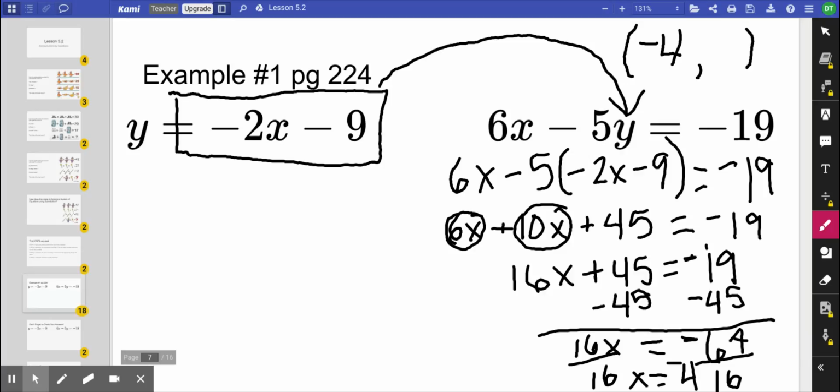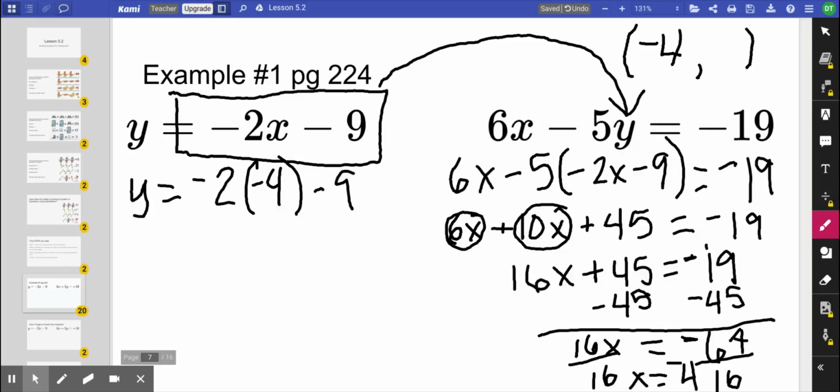But if we made a mistake, mathematically, it's more likely that we're going to continue making that mistake if we put it back into the same equation. So it's always best to put it into the other equation. And in this case, it's already solved for y, so that's going to make the math easier anyway. So I have y equals negative 2x minus 9. So instead of x, I'm putting my negative 4. So y equals negative 2 times negative 4 minus 9.